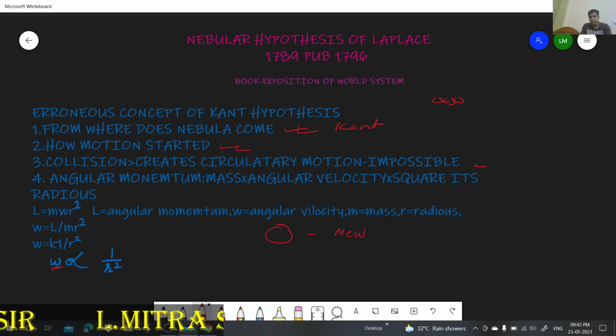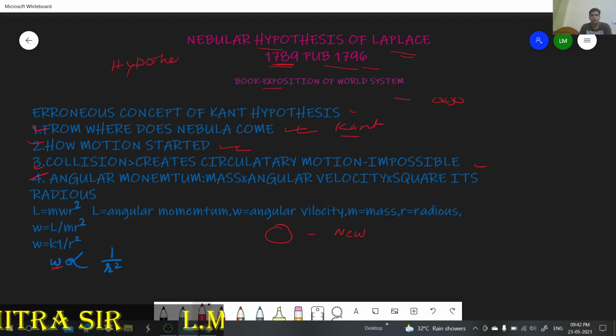So all the drawbacks, the lacks or the loopholes in the theory by Kant, were solved by one of the scientists at that time, that is Laplace. He wrote this hypothesis in 1789 and published it in 1796, and he also wrote a book, the Exposition of the World System. Where Kant made mistakes, the four criticisms, he tried to solve all of them, and his concept is also called a hypothesis.